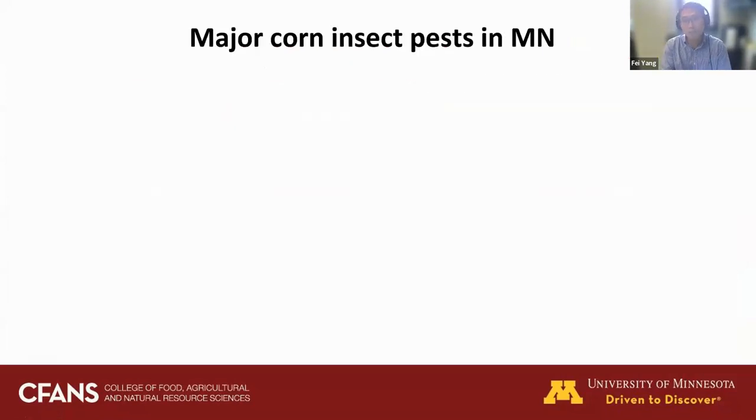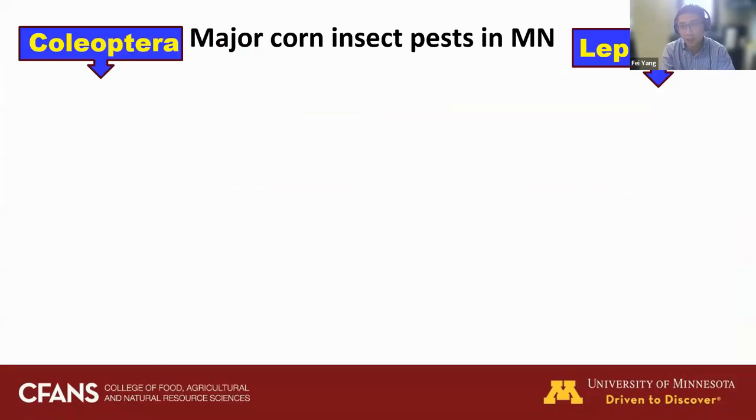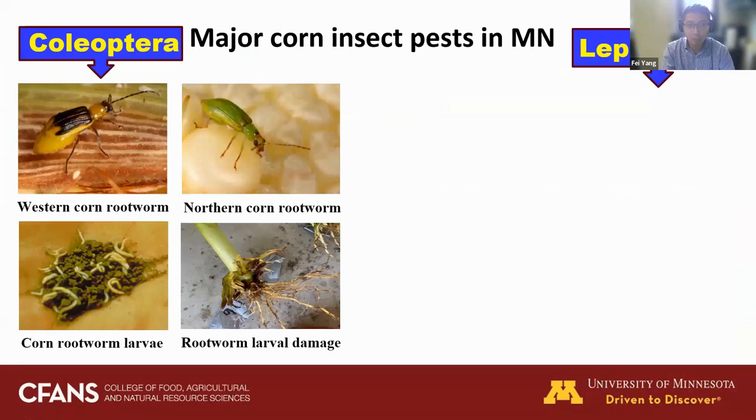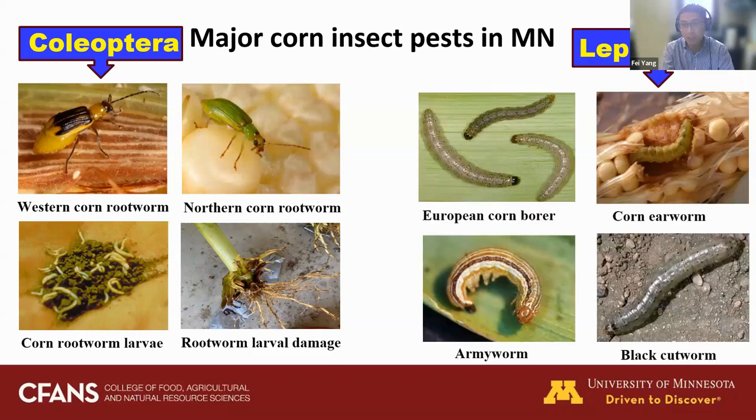So for the major corn insect pests in Minnesota, we can divide them into two groups. One is below ground and one is above ground. The below ground insects are from Coleoptera, and we have some major insect pests here, western corn rootworm and northern corn rootworm. And we all know these are the two major insect pests for corn production in the Corn Belt and also in Minnesota. And for the above ground insect pests, most of these are from Lepidoptera, and we have old, traditional, very important insect pests, European corn borer, and also other pests: corn earworm, armyworm, and black cutworm.